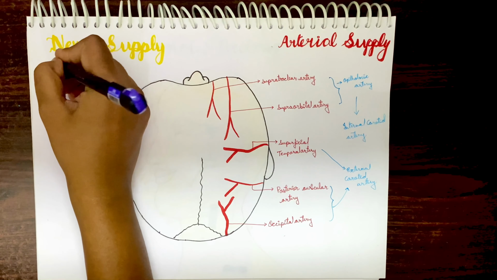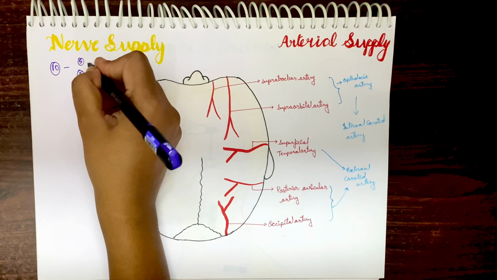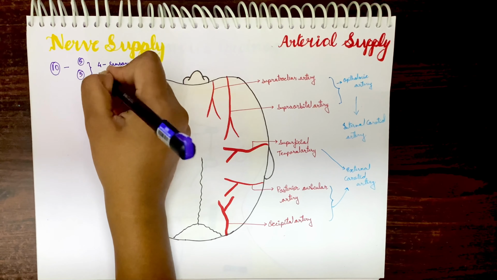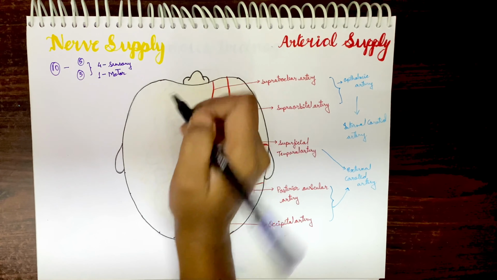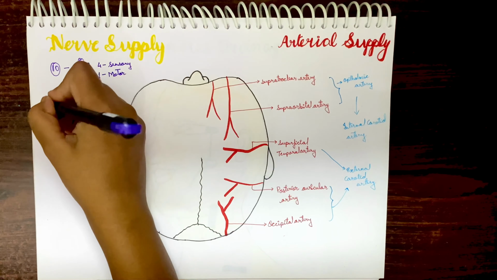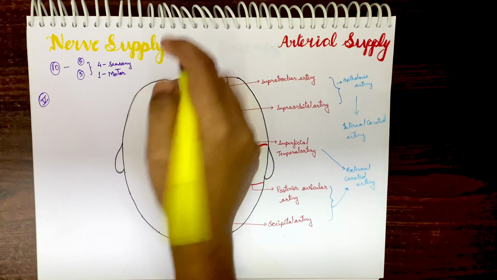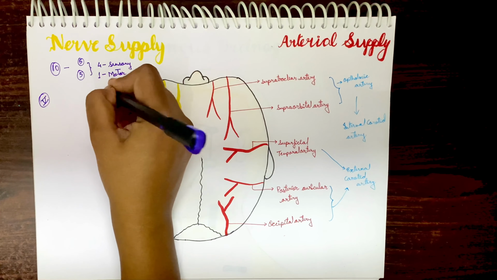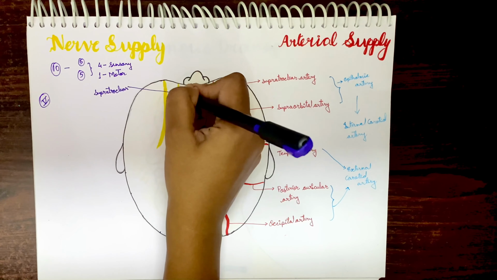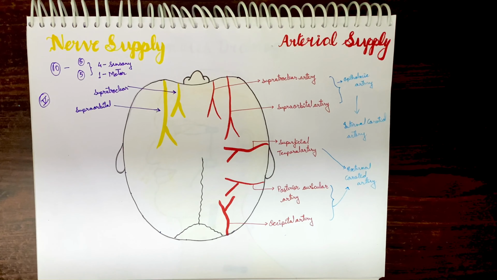Now let's look at the nerve supply of the scalp. A total of 10 nerves supply the scalp, 5 in front of the auricle and 5 behind the auricle. Out of these 5, 4 are sensory nerves and 1 is the motor nerve, both in front and behind the auricle. All the 4 sensory nerves present in front of the auricle are branches of the fifth cranial nerve, that is the trigeminal nerve. Starting in front of the auricle, we have the supratrochlear nerve and the supraorbital nerve, both branches of the ophthalmic division of the trigeminal nerve.